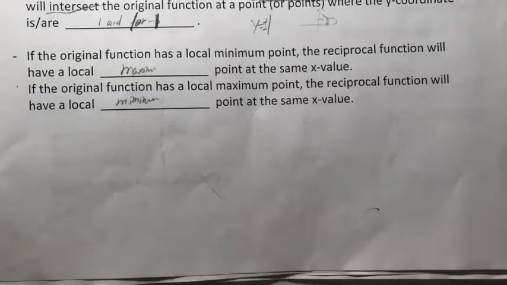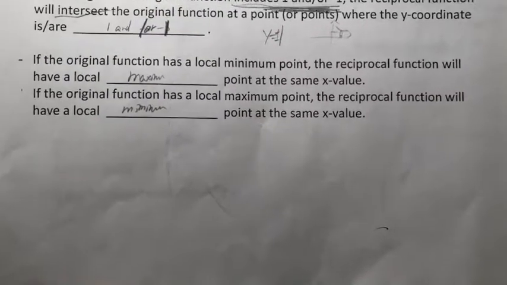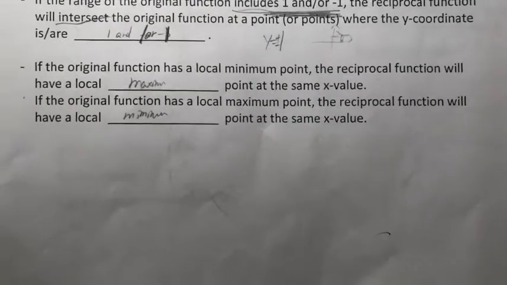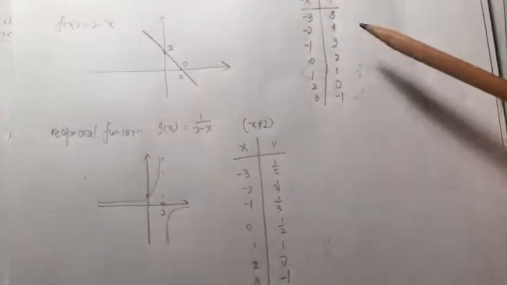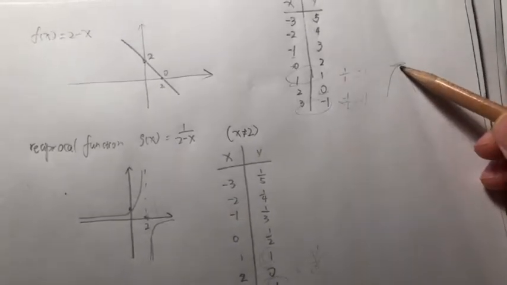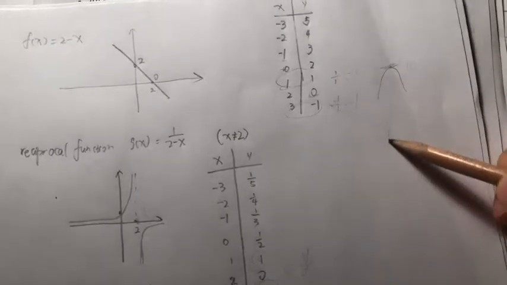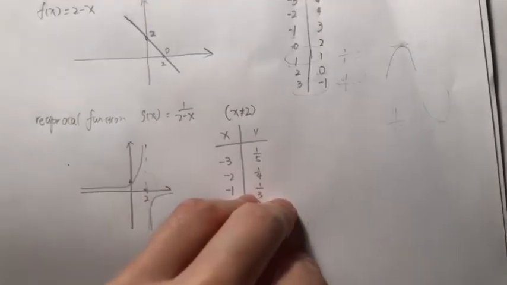Also, the last point of the reciprocal function: a local minimum will become a local maximum, and a local maximum will become a local minimum. Let's say you have a quadratic with a highest maximum point, let's say it's 10. Then 1 over this 10 is going to be the minimum. It's the same thing, it's just 1 over those numbers. So a very big number is going to become very small.